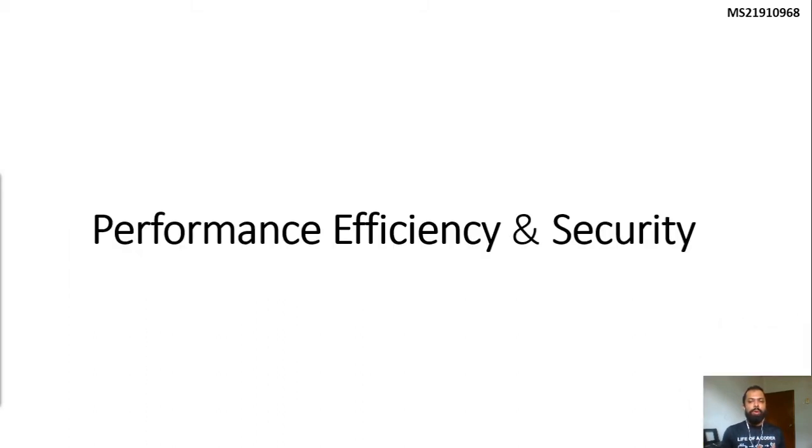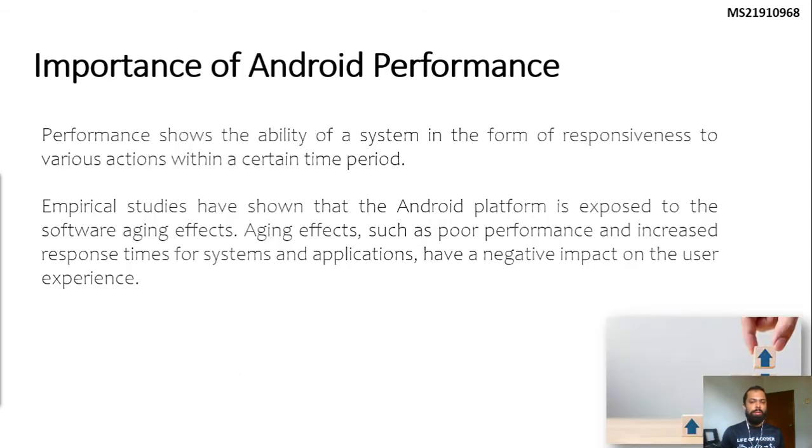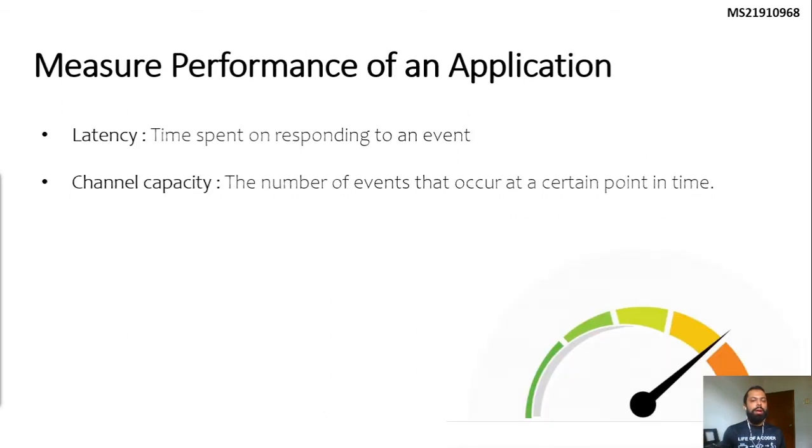Actually, in this section, I am going to talk about performance, efficiency and the security. Android performance. What is performance? Performance shows the response of the system to performing certain actions for a certain period. There are a few measures for the performance of an application. The first one is latency, the time spent responding to an event. The second one is channel capacity, the number of events that occur at a certain point in time.